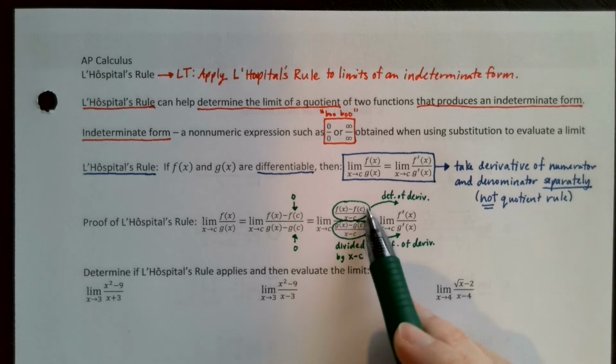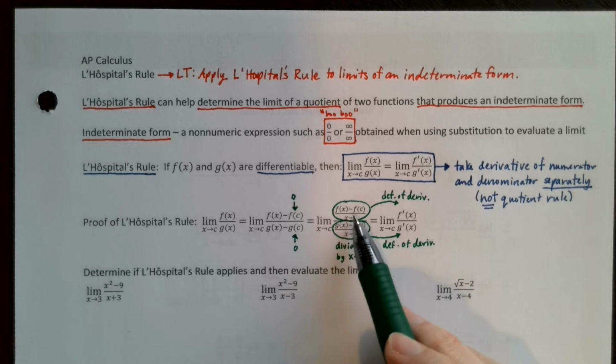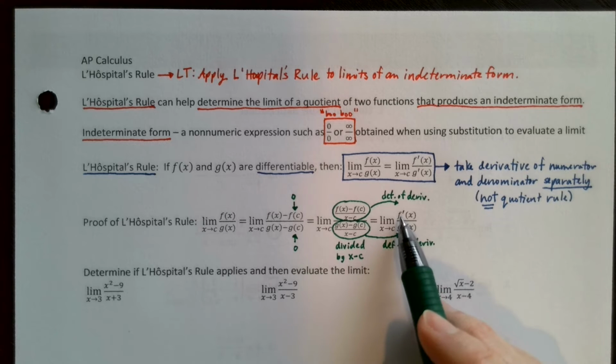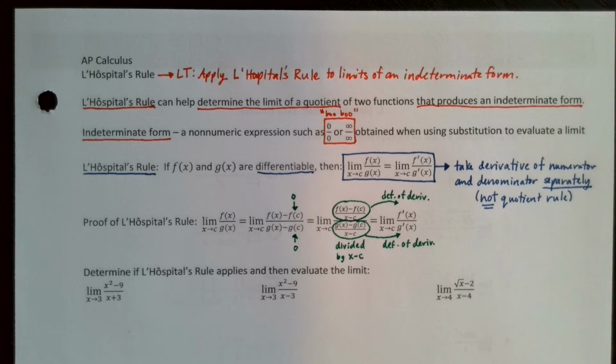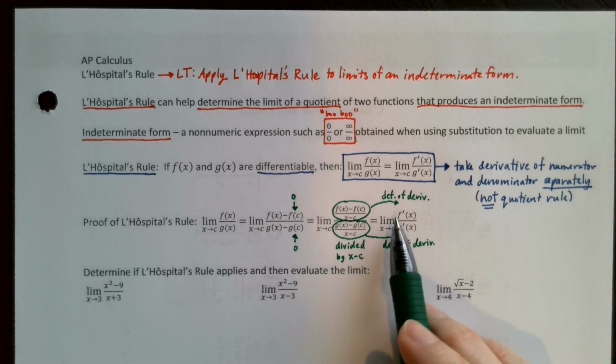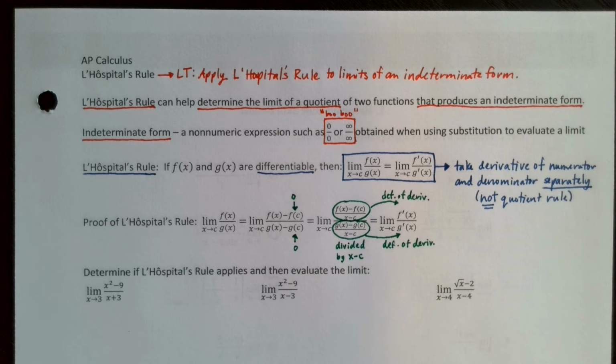And then I hope that you recognize in both the numerator and denominator, we now have the specific definition of the derivative. And so those expressions both go to f prime and g prime respectively. That takes us from the limit of the quotient of f and g is equal to the limit of the quotient of f prime and g prime, which is exactly what L'Hopital's rule states.